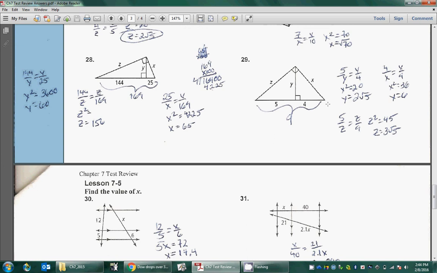Z, similar process. It's touching both the 5 and the whole side of 9. Has nothing to do with the 4. So that means z is the geometric mean between 5 and 9. So I've got to multiply 5 and 9 and take the square root. When I go to take the square root of 45, I break it down and I have 3, 3, and 5. Pair of 3's comes out. 5 is left inside.